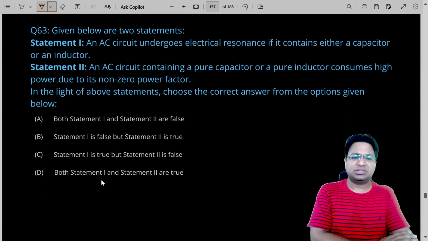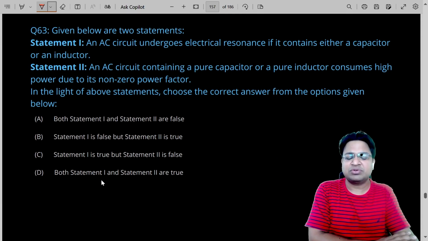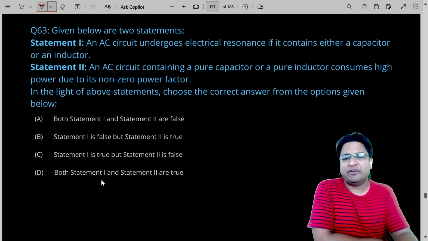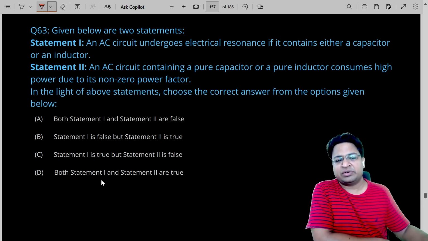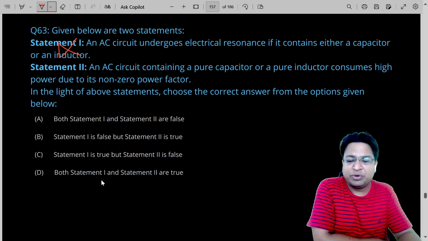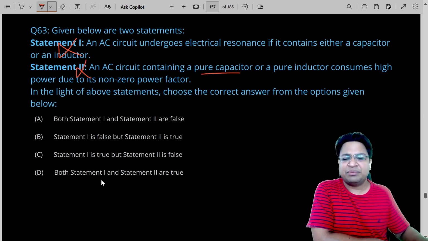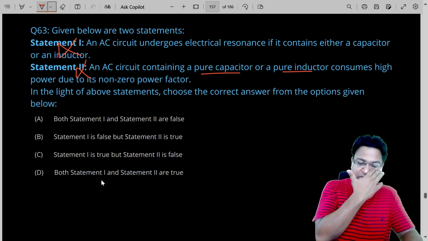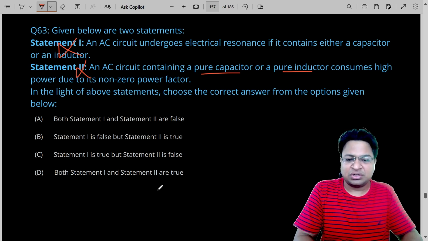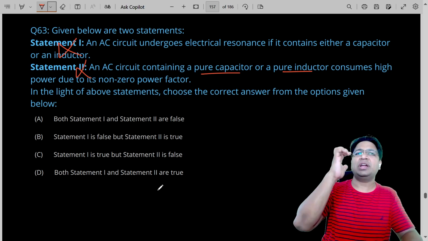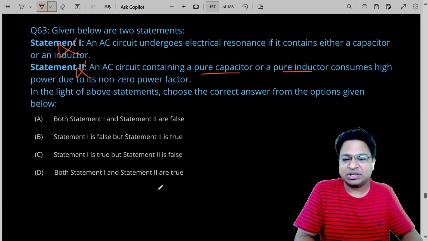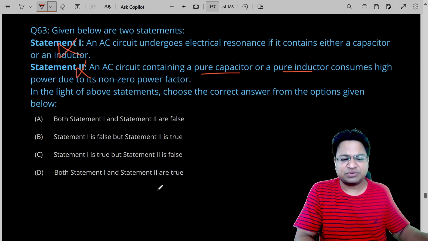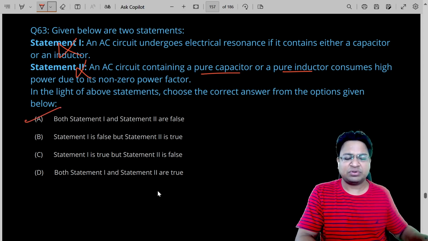Next, we go to question number 63. An AC circuit undergoes electrical resonance if it contains either a capacitor or an inductor. Now, that's not correct, right? It needs to have both to undergo the process of resonance. So, this is not correct. An AC circuit containing a pure capacitor or a pure inductor consumes high power due to its non-zero. Again, that is wrong. These elements do not contribute to average power. They don't consume any power, so we can't say that they are high power consuming. So both statement one and statement two are false here.